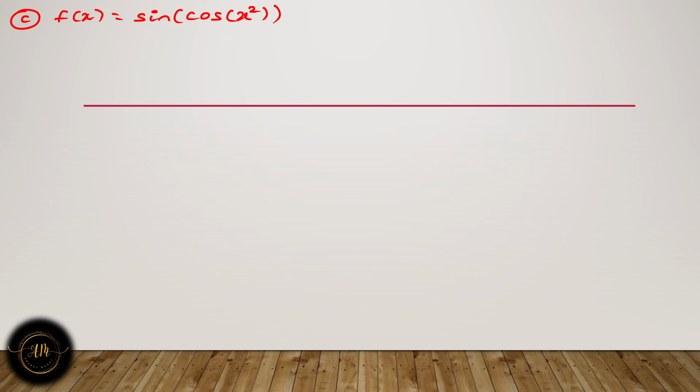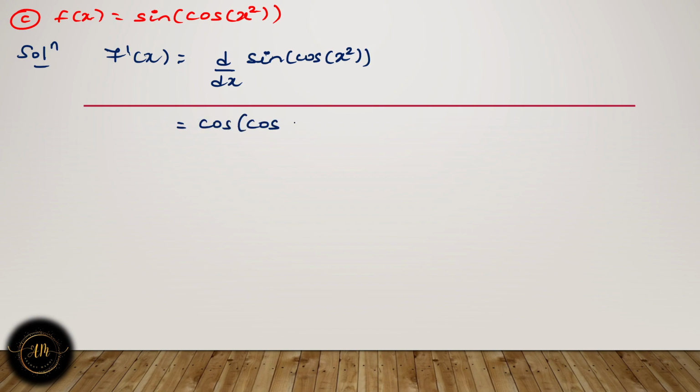Yes. Next question. The questions are becoming very simple, isn't it? So f dash x will be d by dx of sine cos x square. So derivative of sine is cos of x square into d by dx of, it is basic chain rule, children. That's it. Cos x square.